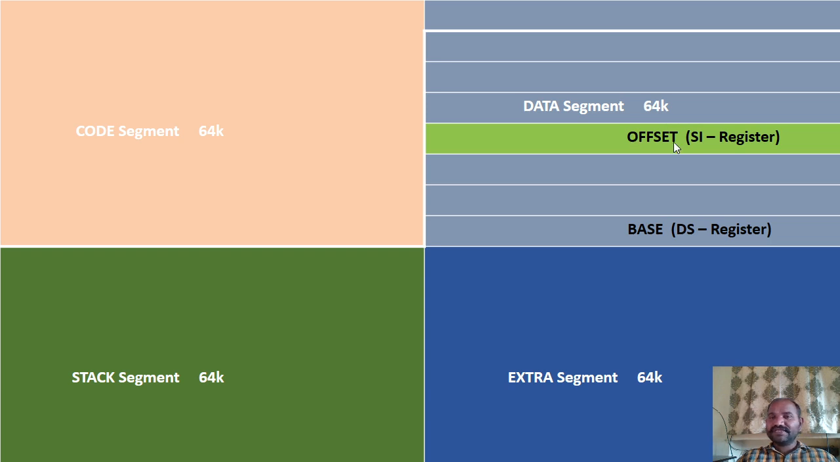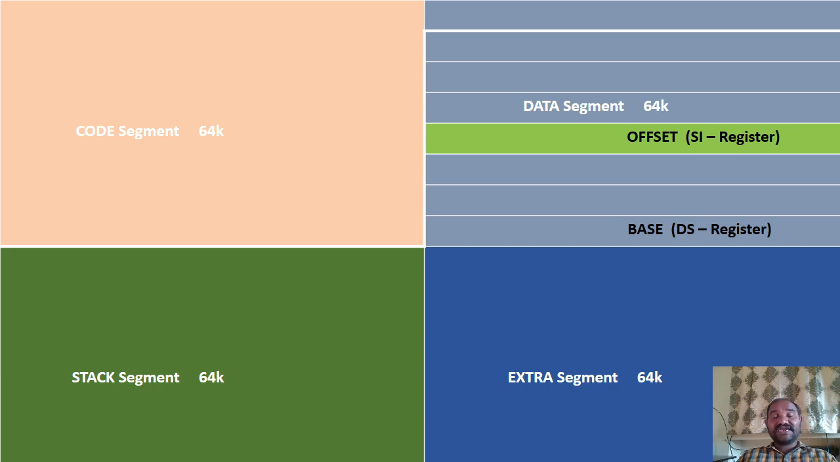Now, the SI register is the source index register, whose size is 16-bit wide. And the base register for the data segment is the DS, data segment register, whose size is also 16-bit wide. Now the question comes: when you would like to access a particular memory location in the 8086 microprocessor, we have a 20-bit address, but not a 16-bit address.